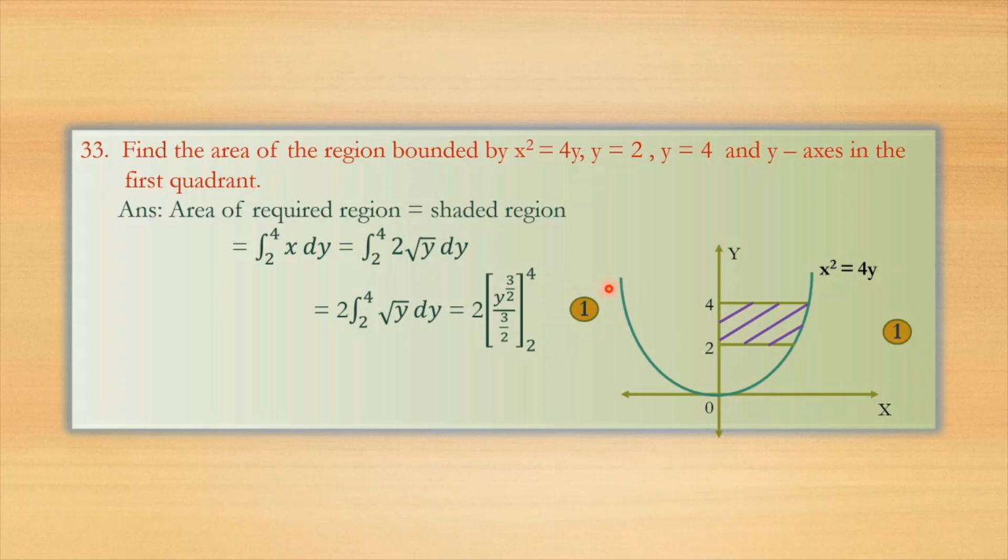Now simplify this. If we substitute the upper limit and lower limit, you will finally be getting 4 by 3 into 8 minus 2 root 2 square units. Please keep in your mind, the unit is optional, not compulsory. But if you write 4 by 3 into 8 minus 2 root 2, you will be getting 1 mark.